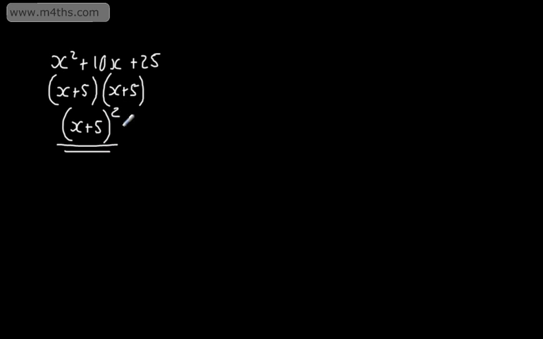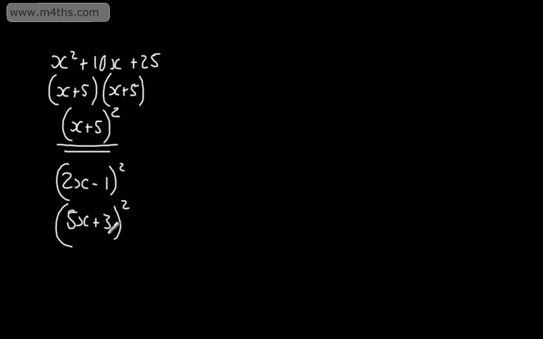We've got no constant on the outside, so it's not x plus 5 all squared plus 10 or minus 1. This is a perfect square. We could also look at other perfect squares. So 2x minus 1 all squared is a perfect square. If we had 5x plus 3 all squared, this is a perfect square.